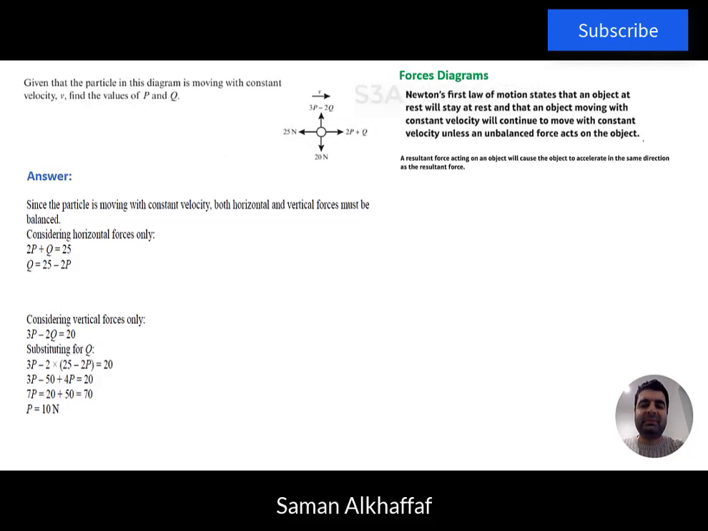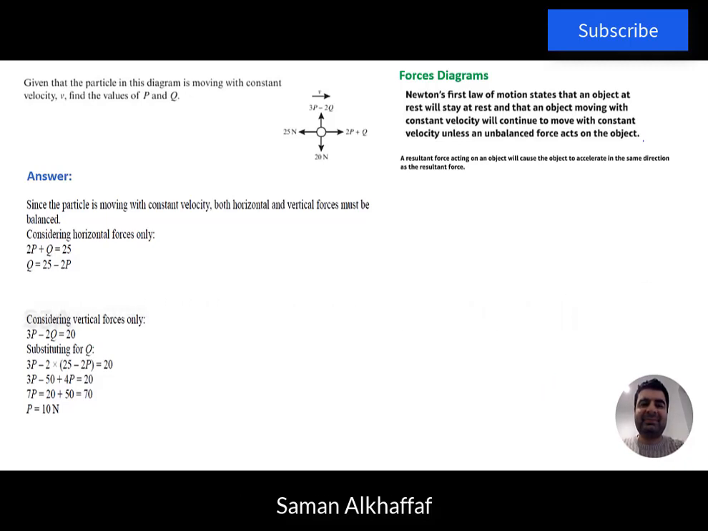Now we substitute Q into the expression, so that will give us 3P minus 2 multiplied by (25 minus 2P) equal to 20. Then we rearrange the expression, that will give us 3P minus 50 plus 4P equal 20. So rearrange, move the P's to one side and numbers to one side. That will give us 7P equal 70.